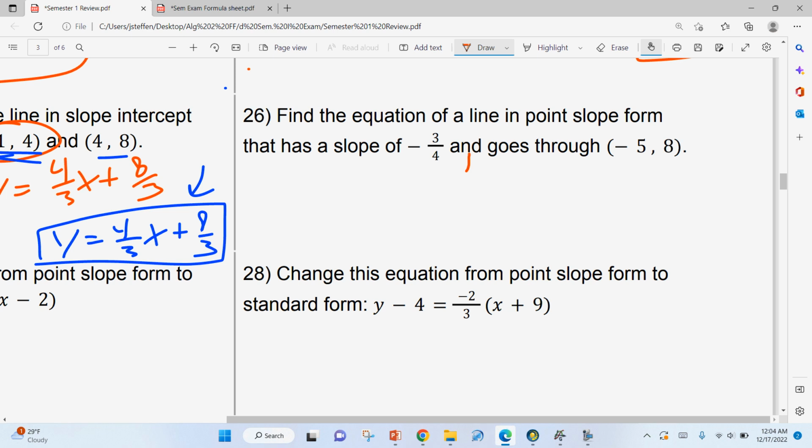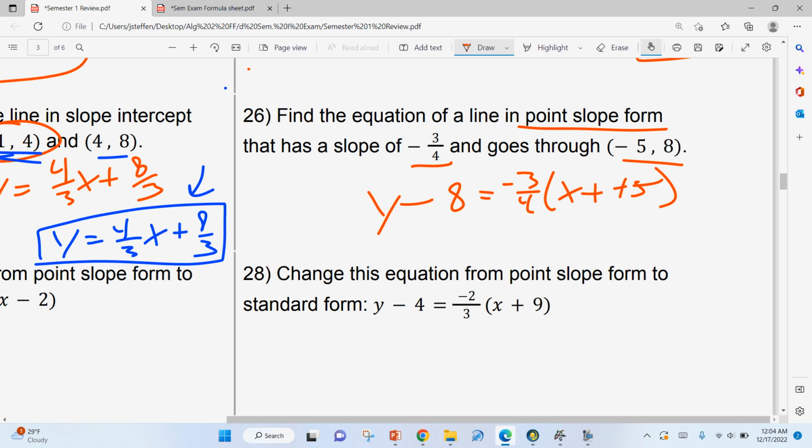Moving on to the next one. Find the equation of a line in point slope form that has a slope of negative 3 over 4 and goes through negative 5, 8. Now this is really nice with point slope form because it gives you a point, it gives you a slope. So you have y minus your y value is equal to your slope, negative 3 over 4, times x minus your x value. The only thing I ask is if you have minus a negative, change that to a plus, and then rewrite that to clean that up. Negative 3 over 4, x plus 5.